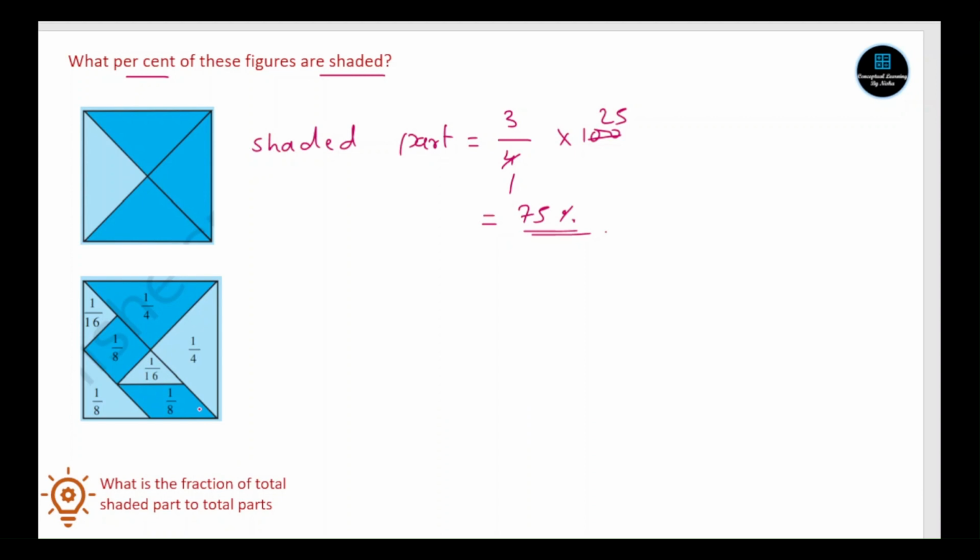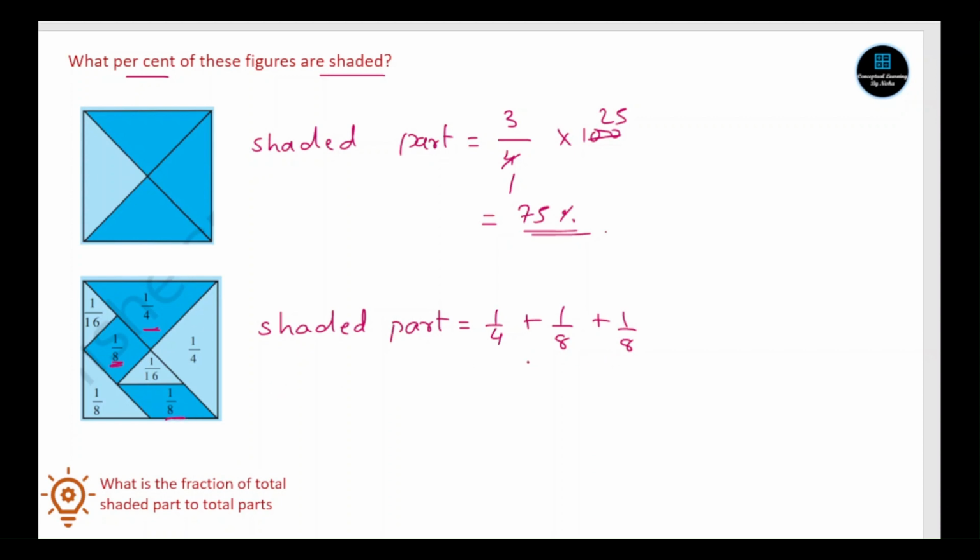Easy? Yes. Now here one more figure is given. If you observe, it looks difficult, but I'll tell you it is very easy to understand. Let's understand this. How much part is shaded? Here 1/4 is there, then here 1/8 is there, and 1/8 is there. So we have written all the shaded parts together.